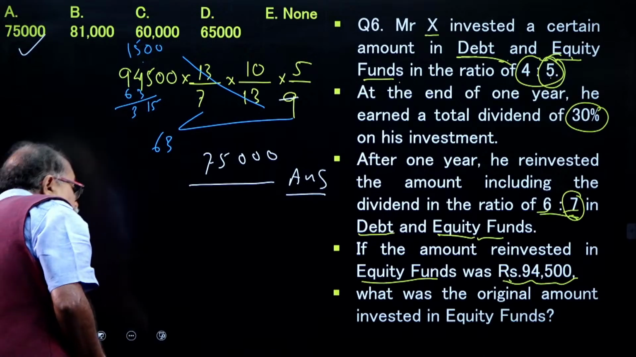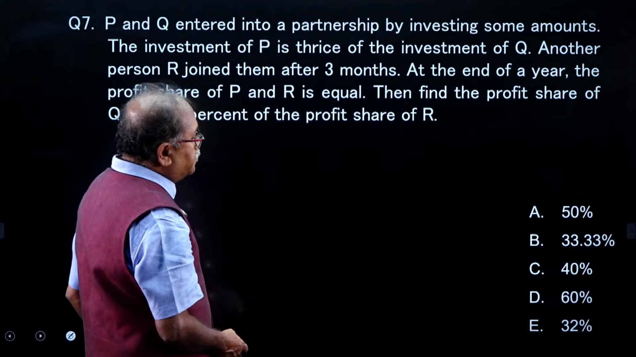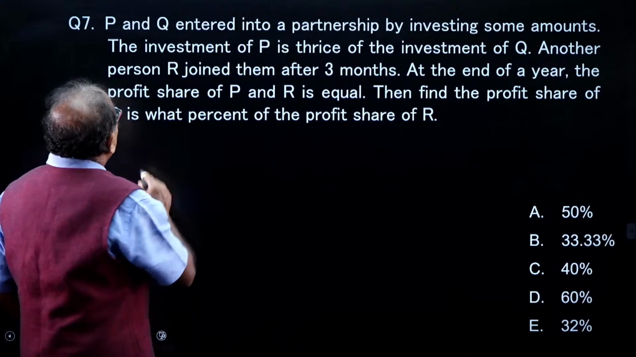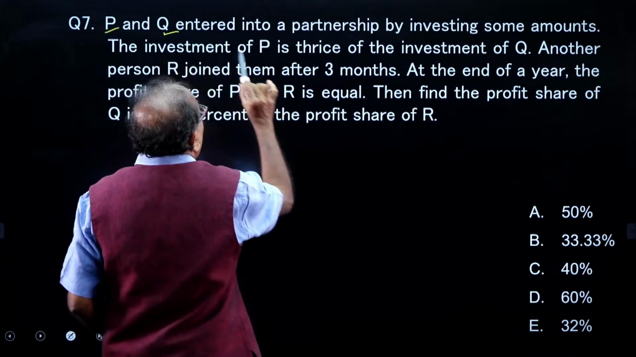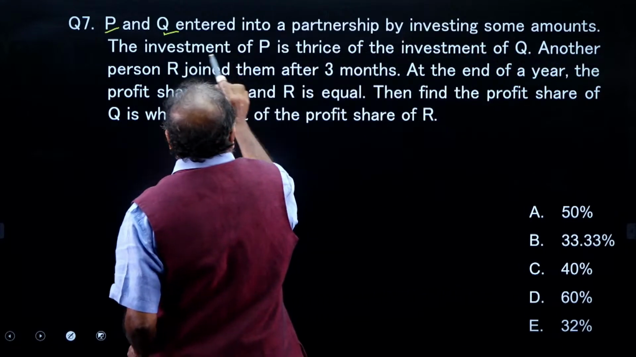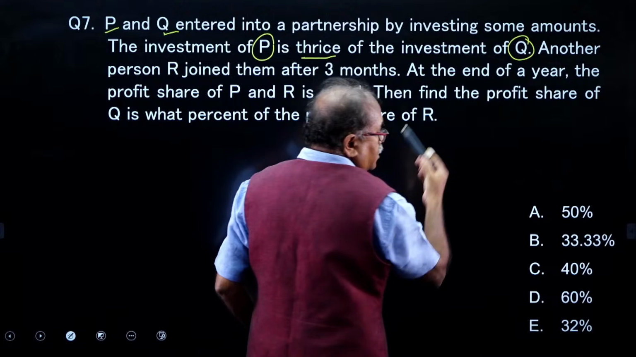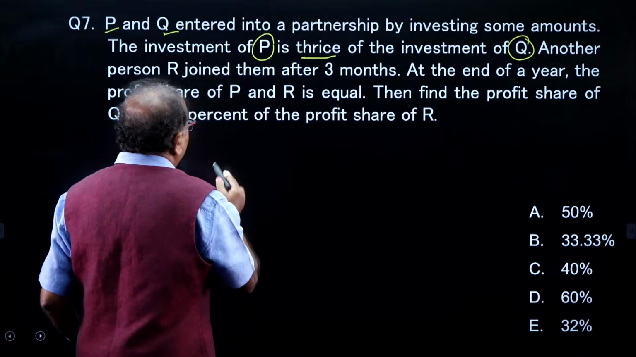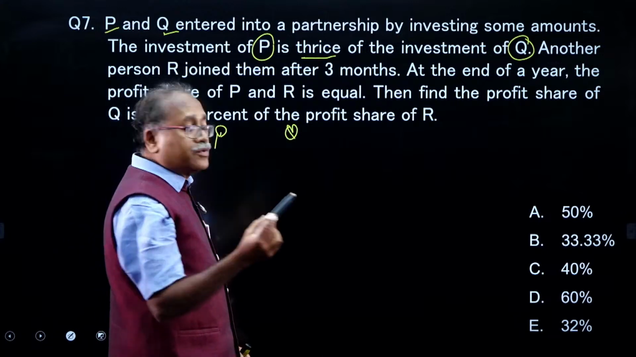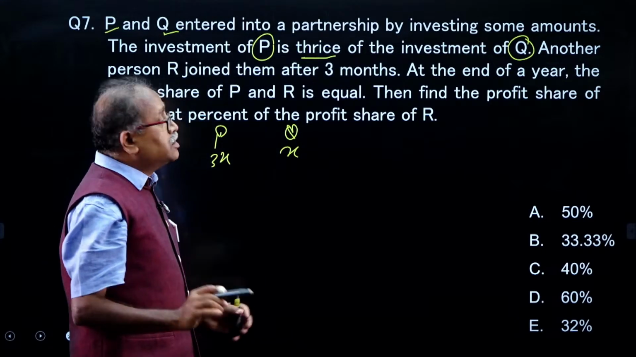Okay, the next question on your screen is this. Let me see what question this is. Allow me to read this. P and Q entered into a partnership by investing an amount. The investment of P is thrice the investment of Q. So, it is very clearly mentioned, P and Q investment ratio, P is thrice of Q. If this is x, this is 3x. We are understanding that part.